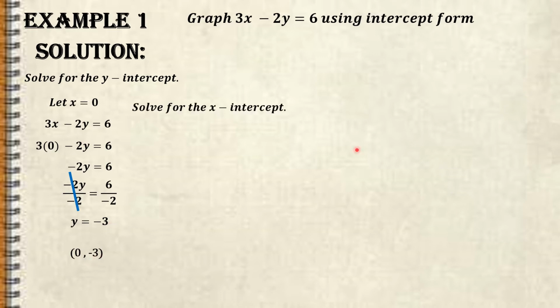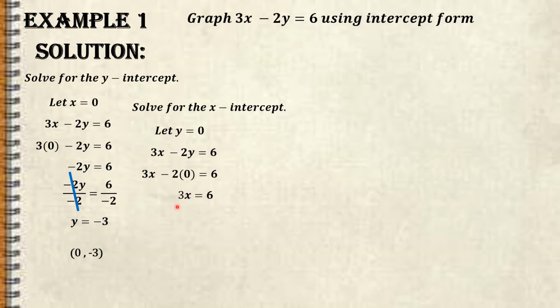Okay. Next, to solve for the x-intercept, we need to let y be equal to 0. So we have the equation 3x minus 2y equals 6. So palitan yung y dito ng 0. That becomes now 3x minus 2 times 0 equals 6. So negative 2 times 0 is 0. So matitira na lang yung 3x equals 6.